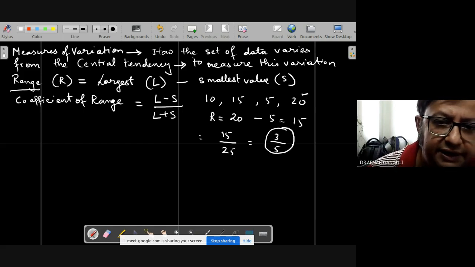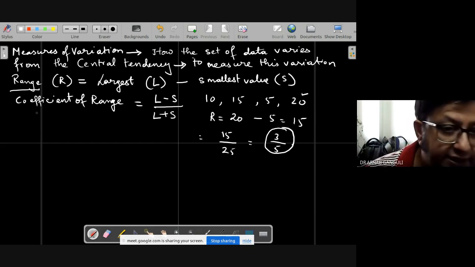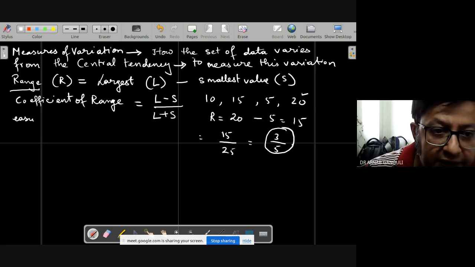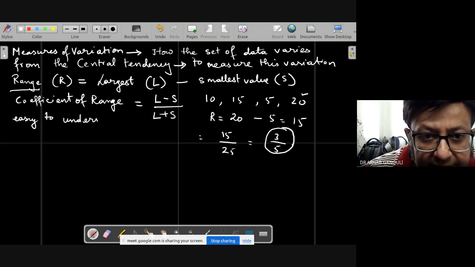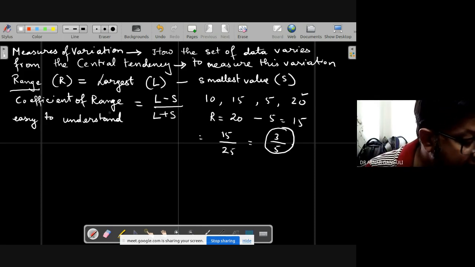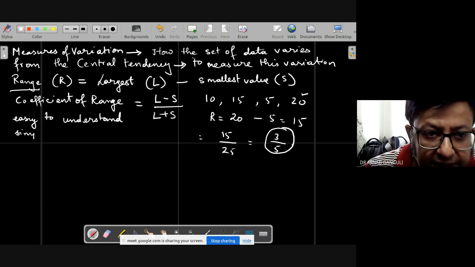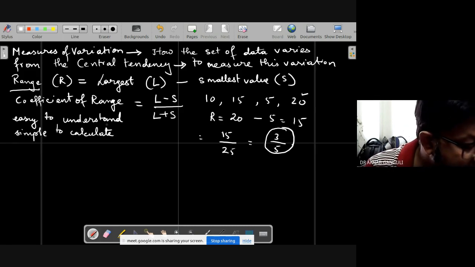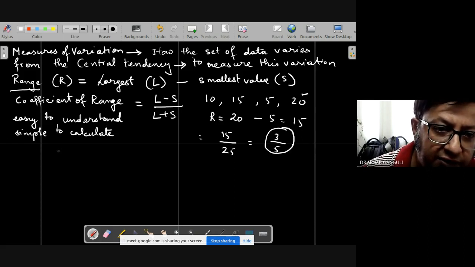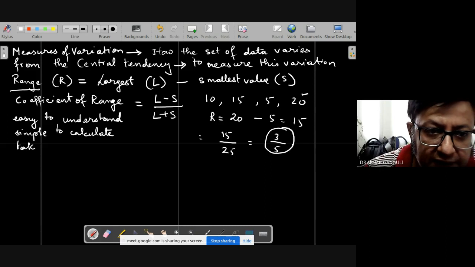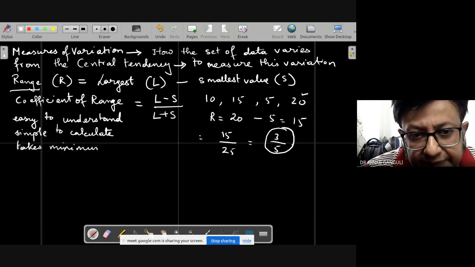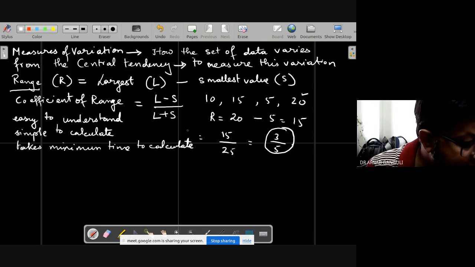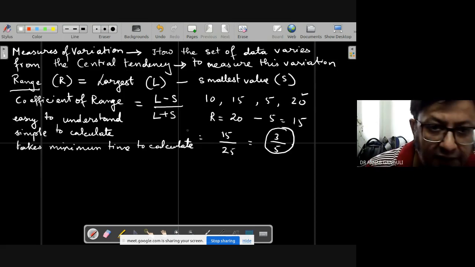What is the easiest part about this range is that it is easy to understand, simple to calculate, and it takes minimum time to calculate. So this is the positive thing about range.